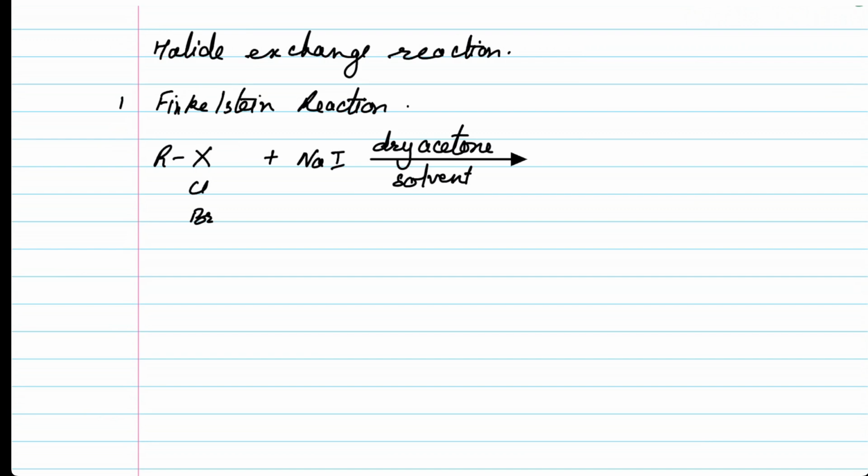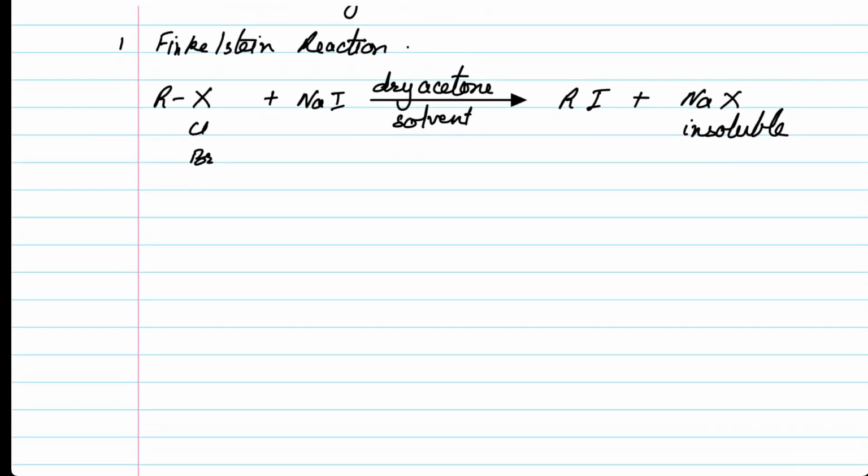Therefore, the reaction is pushed forward due to the removal of the product, that is the simple Le Chatelier principle. We end up with RI plus NaX, which is insoluble and is precipitated out so that the reaction keeps on moving in the forward direction. So this turns out to be the Finkelstein reaction or the halide exchange reaction. Now the second reaction that we have is what we know as the Swarts reaction.